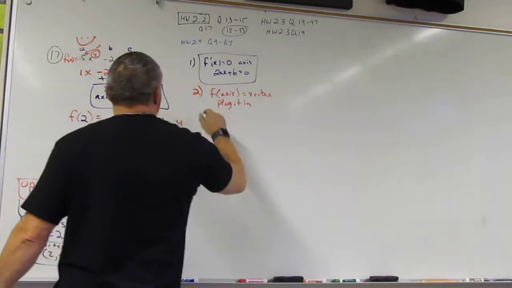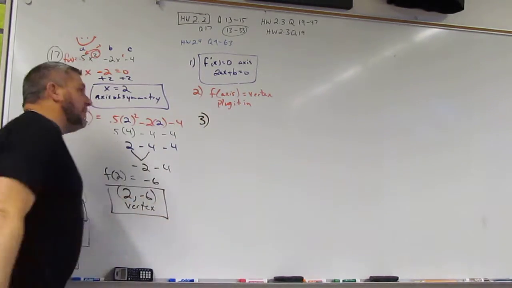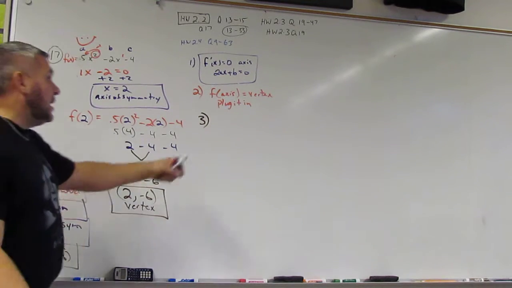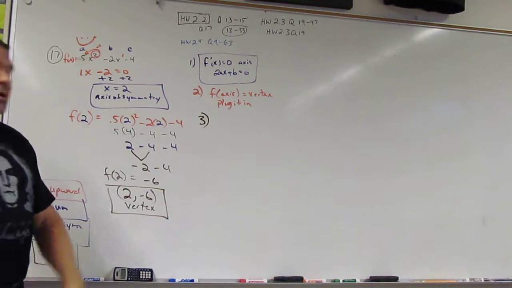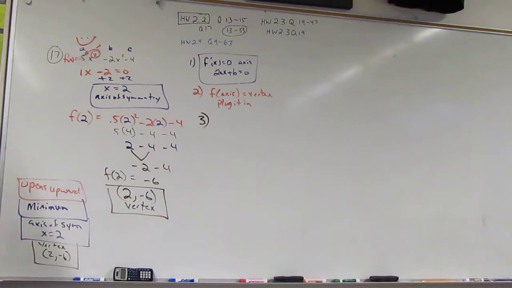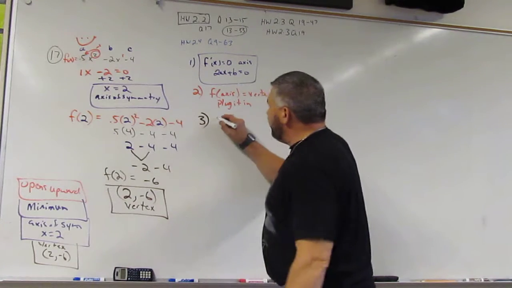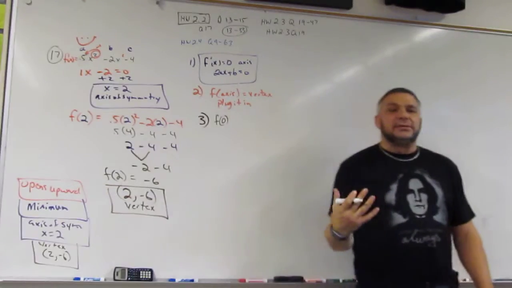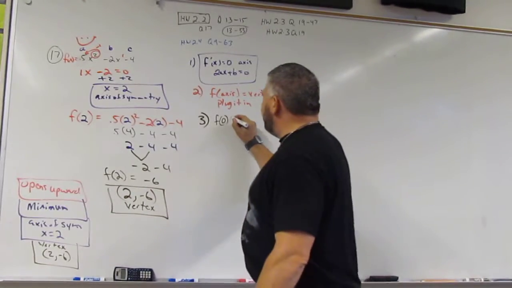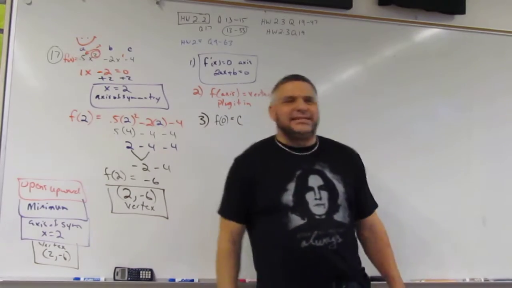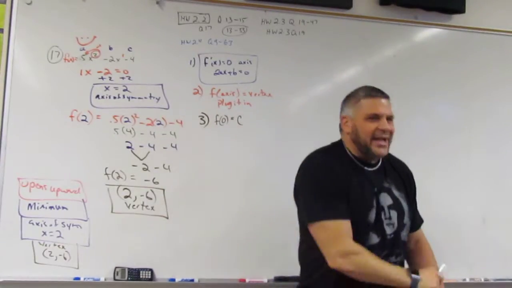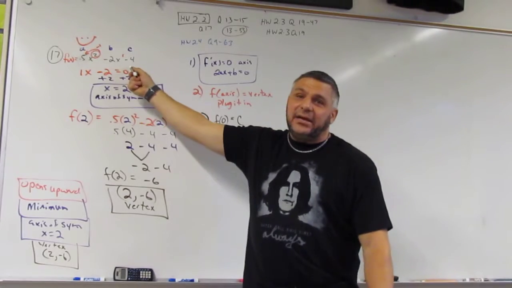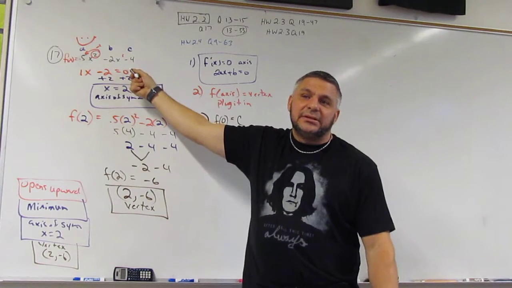Find the y-intercept. It's pretty simple. First, axis of symmetry. Second, vertex. Third, y-intercept. So the y-intercept, how do you find it? You plug 0 in for x. When you plug 0 in for x, you always get c, no matter what. Every time I get c, whatever that last number is.